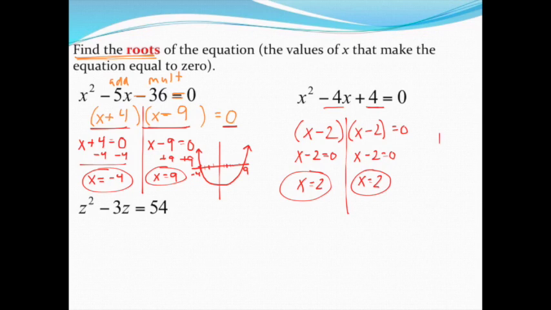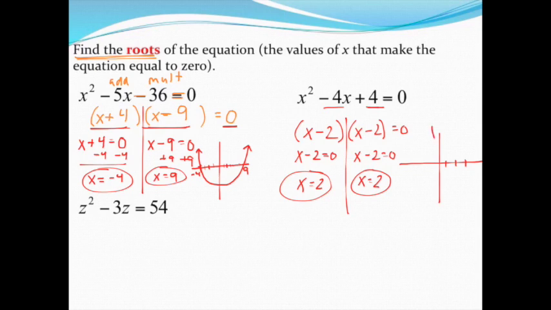But once again, those solutions represent x-intercepts. If you were to graph this, the only x-intercept we have is at positive 2. You may be wondering how a parabola could only intersect the x-axis once, or maybe you know, but if you graph it, you'll see what happens.